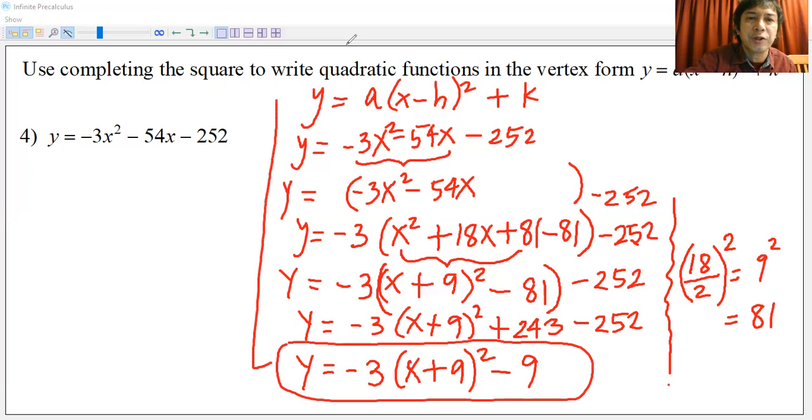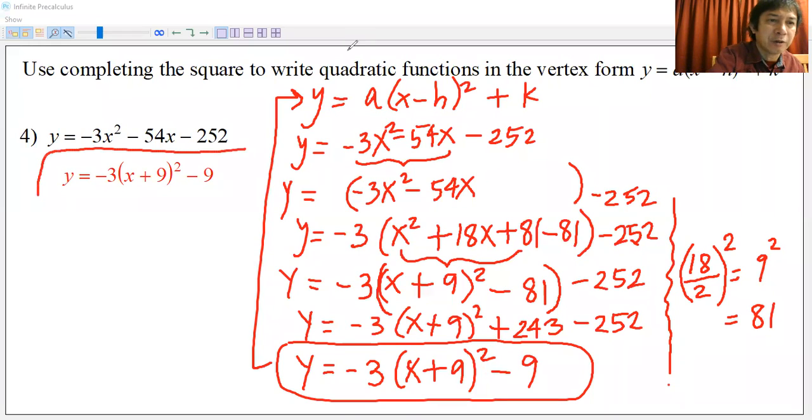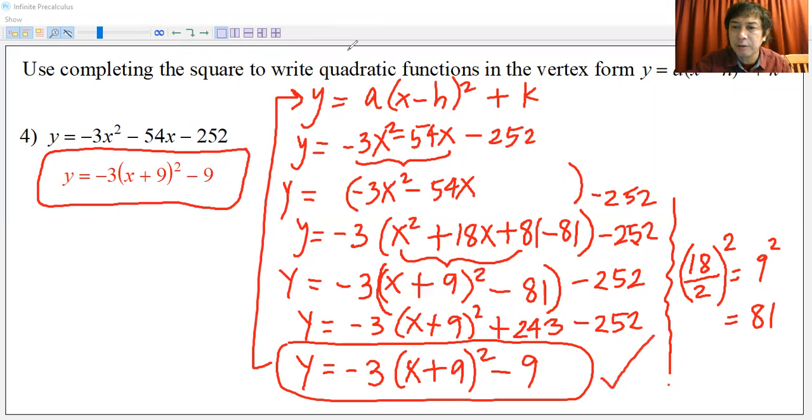And you can compare this with a format there. Okay. And you can very well see the h and the k. All right. And so this shall be the required answer. You can verify that at the left side below the original given equation. So you have there negative 3 times the quantity (x plus 9) squared minus 9. Okay, that means our solution and answer is correct. Okay, all right. Let's continue with the next.